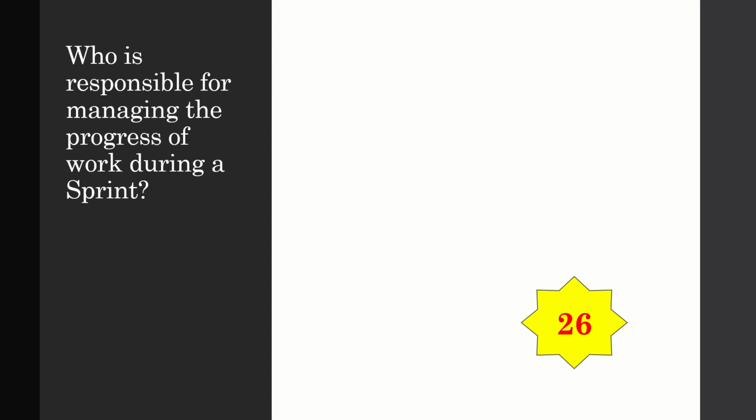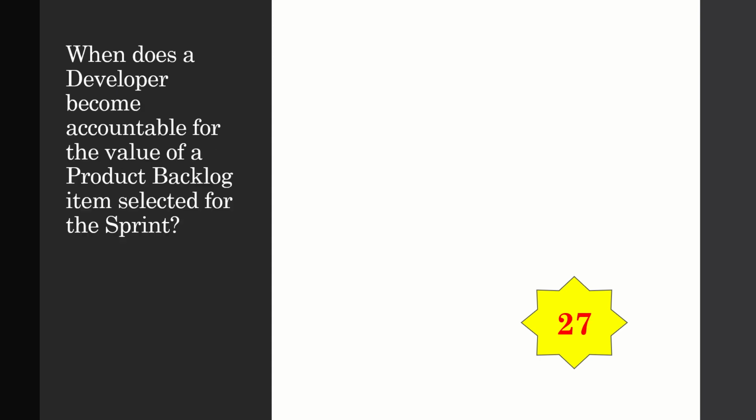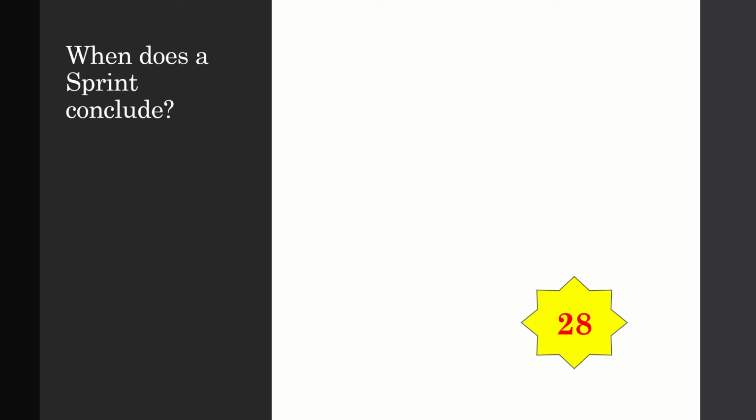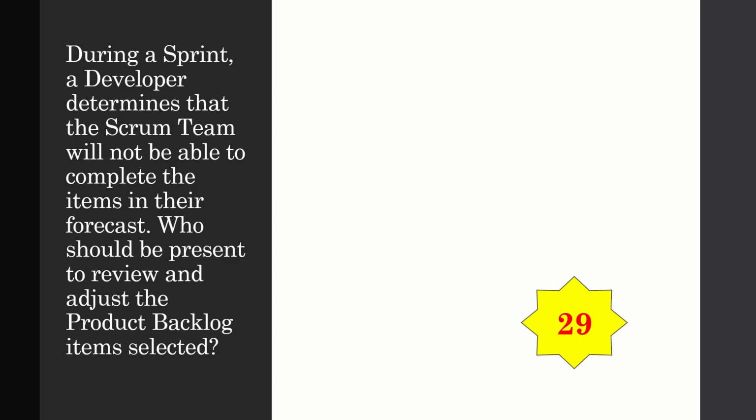Who is responsible for managing the progress of work during a sprint? The developers. When does a developer become accountable for the value of product backlog items selected for the sprint? Never. The entire Scrum team is accountable for creating value every sprint. What does sprint conclude? When the sprint retrospective is complete, the sprint is considered as concluded.